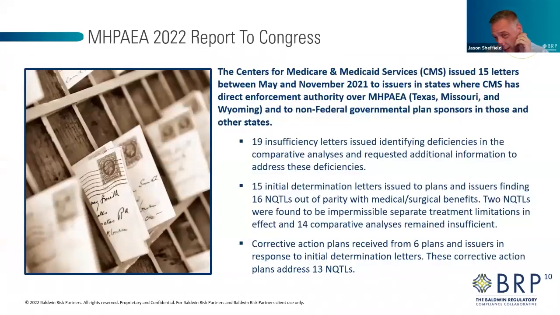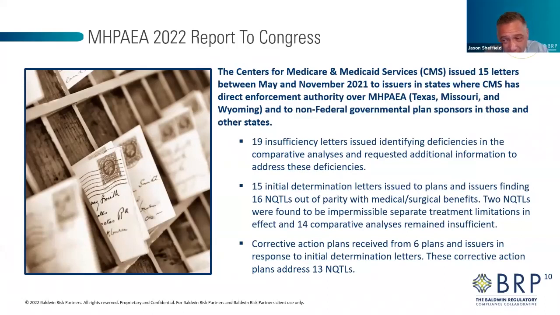Now, the other agency here that's got an operative enforcement hand in this is the Centers for Medicare and Medicaid Services. They issued 15 letters between May and November of 2021 to issuers in states where CMS has direct enforcement authority of MHPAEA. That would be Texas, Missouri, and Wyoming. And then there are also non-federal government plan sponsors in those other states that would be regulated by CMS as well. So of 19 insufficiency letters there, 15 initial determination letters were issued to plans and issuers, finding 16 NQTLs out of parity. And there were 14 comparative analyses that remain insufficient.